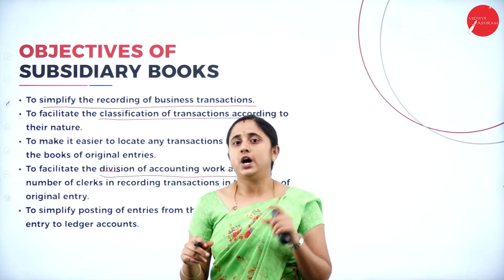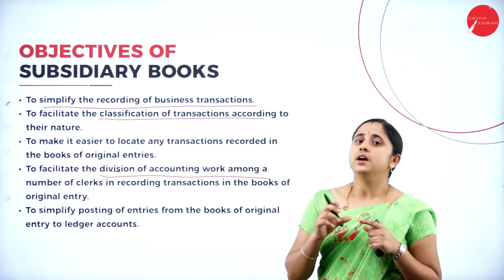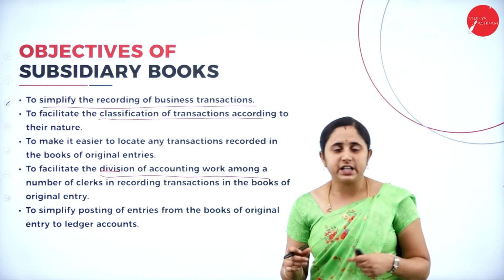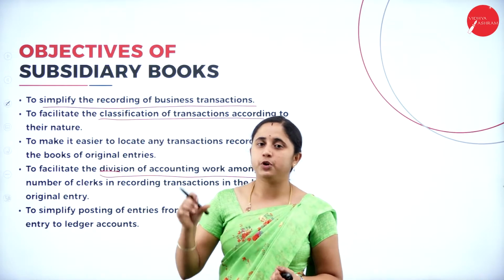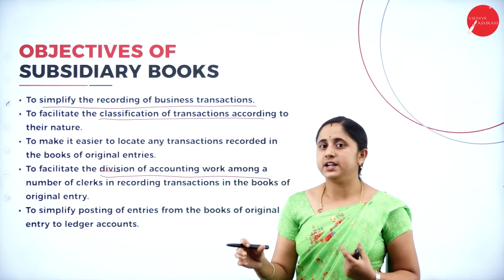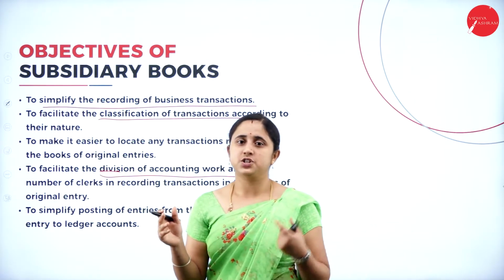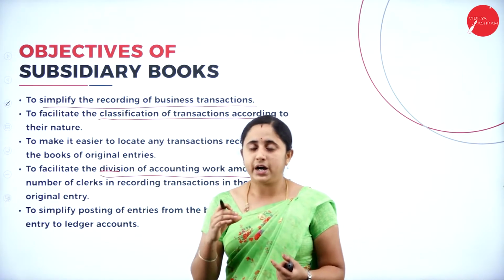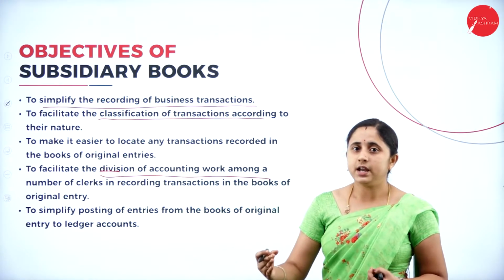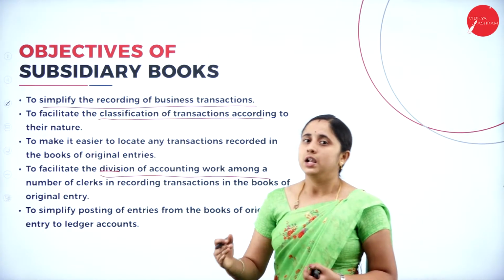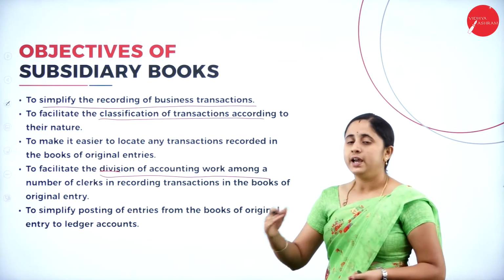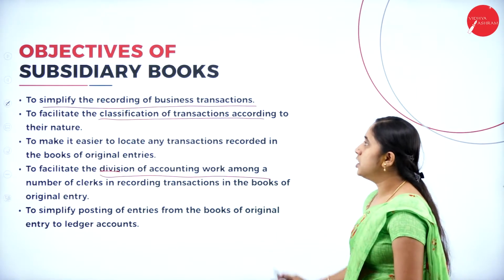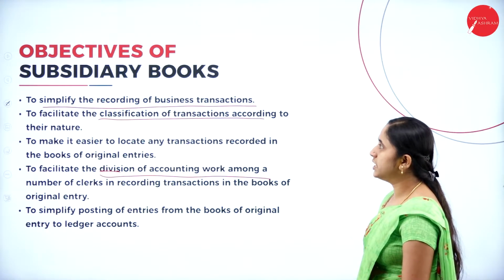For example, you are preparing a purchase account, means all the purchase transactions you will post in the purchase ledger. So, a subsidiary book gives the detailed information about a particular account. In the purchase ledger, you need to record all the purchase transactions. So, the subsidiary book of purchase gives the full information about the purchase only. So, it is easy to record and post them into the ledger. Subsidiary books help to post all the transactions into the ledger. So, these all are the objectives of subsidiary books.